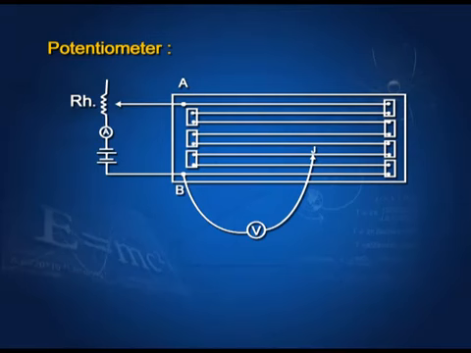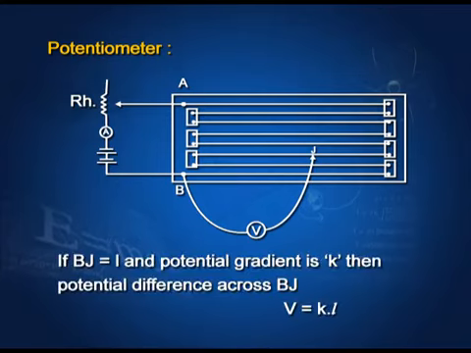Potentiometer. A potentiometer consists of a long wire bent in the form of a wooden board, as shown in the diagram. Point A of the potentiometer is connected to a rheostat. Point B is connected to the positive terminal of the cell. If we have to measure the potential difference across length BJ, where BJ is equal to length L, then the potential difference V equals K into L, where K is the potential gradient of the wire.